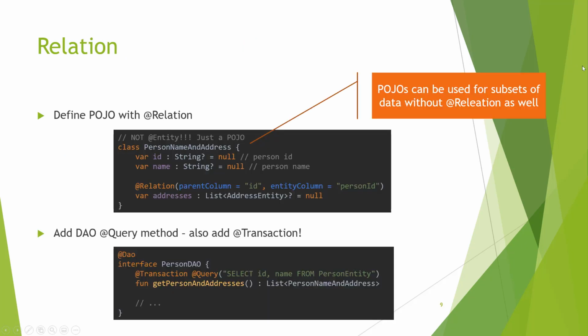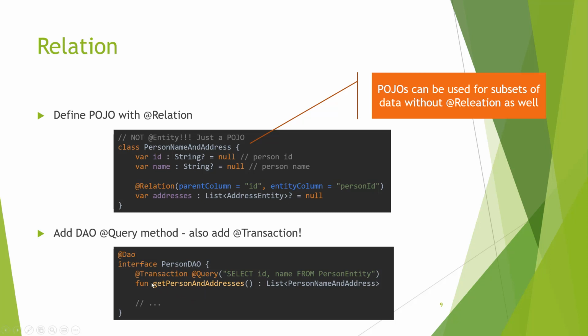There is a little relation annotation that you can use. I don't recommend you use this, but just to mention how it works. First of all, I want to try to get a person and his addresses at the same time. So instead of saying get a person and then trigger a separate request to go and get the addresses, maybe I want to get them all at once.